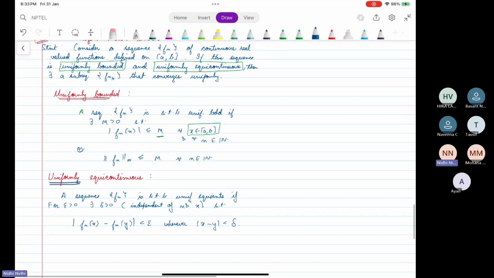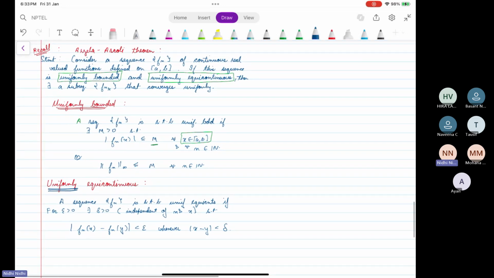So whenever a sequence, this is a very great result, the Arzelà-Ascoli theorem, you should remember it. Whenever a sequence of continuous functions defined on a closed interval [a, b] is uniformly bounded and uniformly equicontinuous, then in that case we have a convergent subsequence. Now look at the problem.